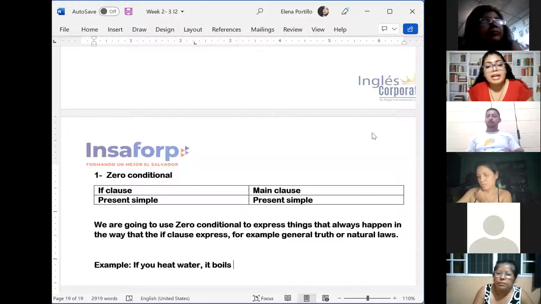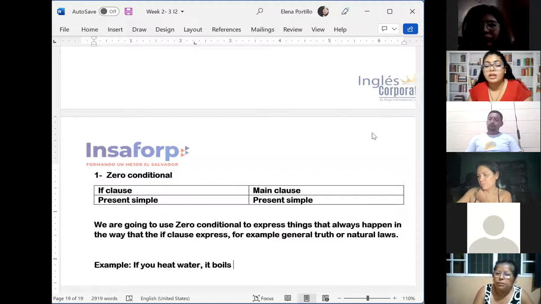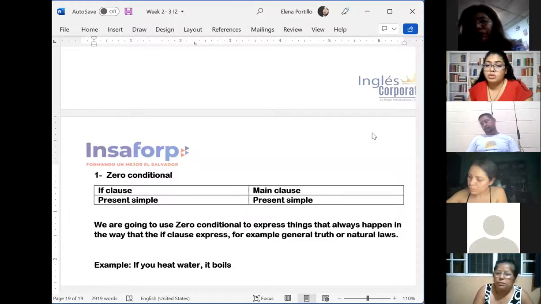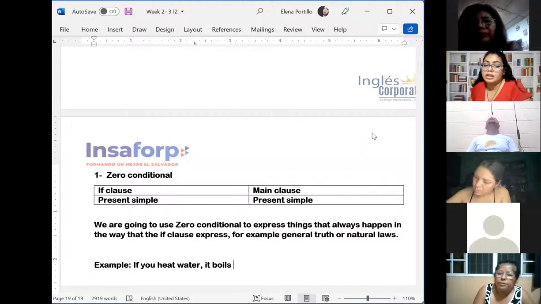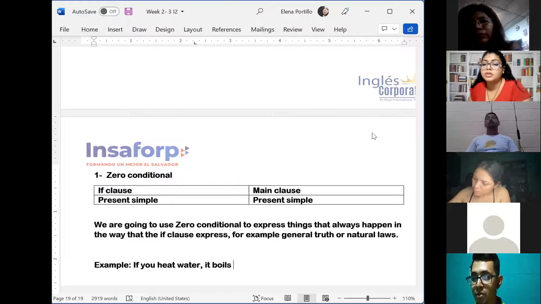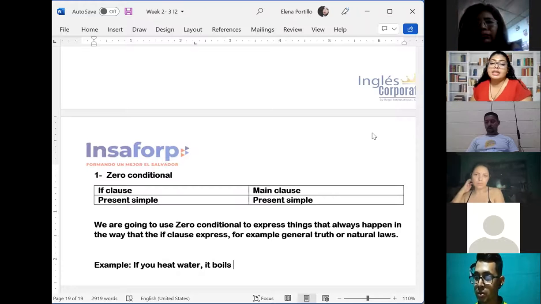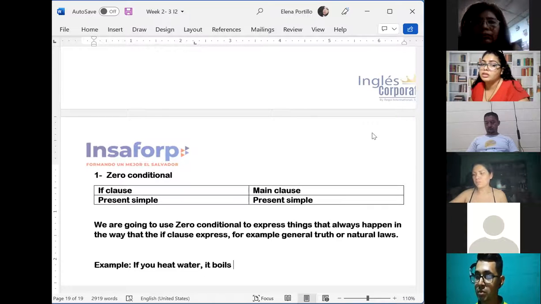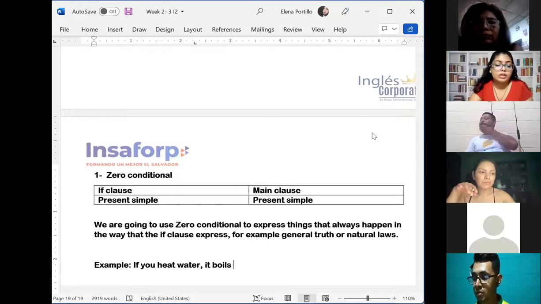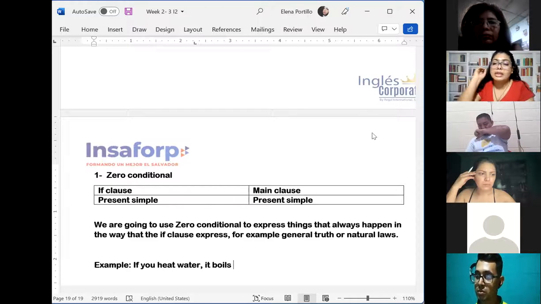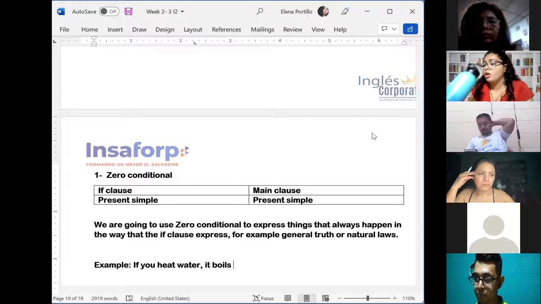So the if clause is telling me that something is going to happen all the time. Para el cero condicional, son hechos que van a pasar. The if clause expresses a general truth or natural law, something about nature that is going to happen. Para esta parte no estamos hablando, como hacíamos con las otras oraciones, de cosas que eran posibles de lograr. En este caso es algo natural, algo que sí va a pasar, porque si hacemos una cosa, la otra por ende va a suceder, así como en el ejemplo: if you heat water, it boils.